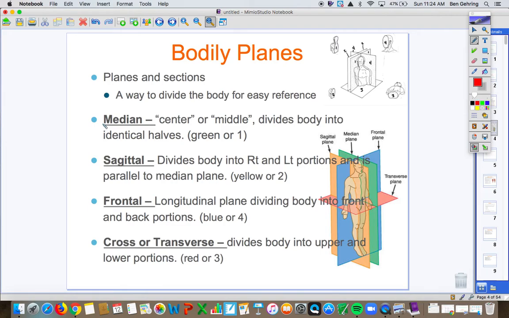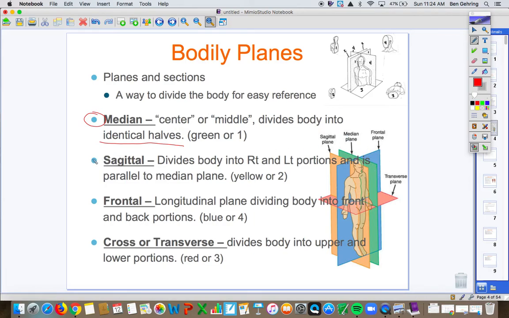The first one is median. When we talk about the median plane, we are talking about the center. If we were to divide your body front to back, dead center. So we split you between the eyes and go from the top of your head down through your body, down to where your feet are. We would get 2 equal left and right halves, at least from the surface. You have identical halves with the median plane. This is the green line over here. The green plane here is in the dead center.